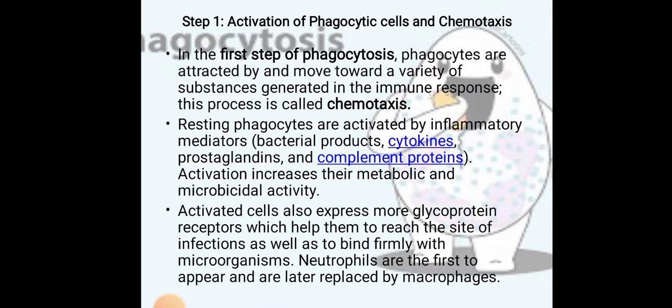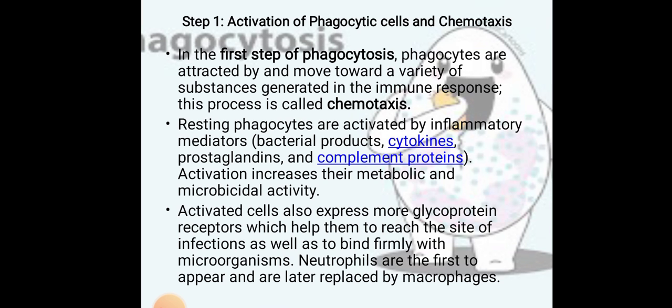Now, the first initial step involved in phagocytosis includes the activation of phagocytic cells and chemotaxis. Chemotaxis is the movement of the phagocytic cells towards the site of injury, and this movement is carried out due to the secretion of certain chemicals. These chemical substances are responsible for attracting the phagocytic cells towards the site of injury.